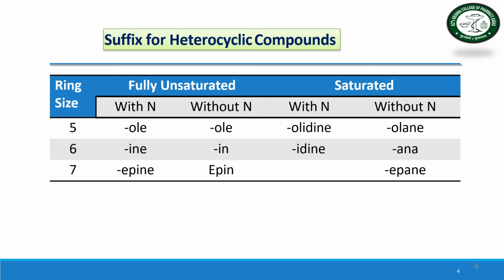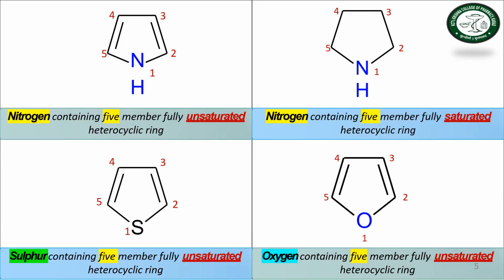But whenever it is unsaturated, what does it mean? The presence of a double bond, whereas saturated means there is absence of double bonds in the ring. So very important, you remember this or you can write it in your notebook also and recall all these heterocyclic suffixes, which are very important for drawing the structures. Okay. So next is very important.